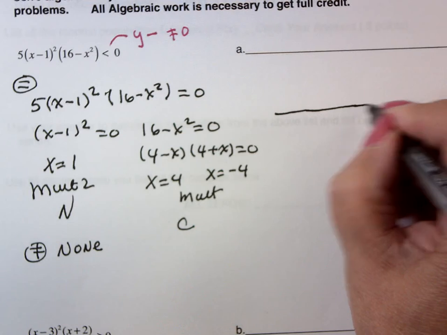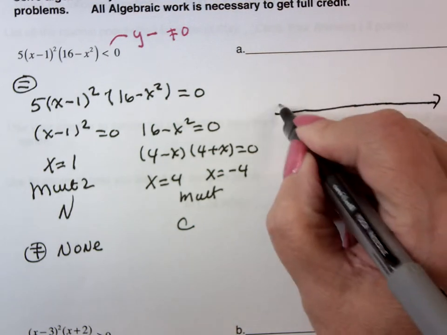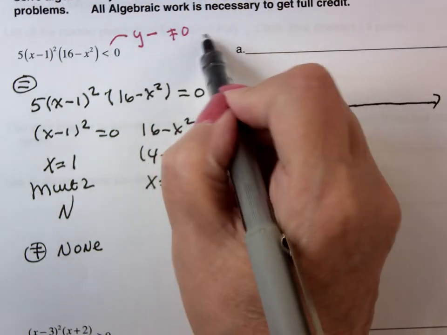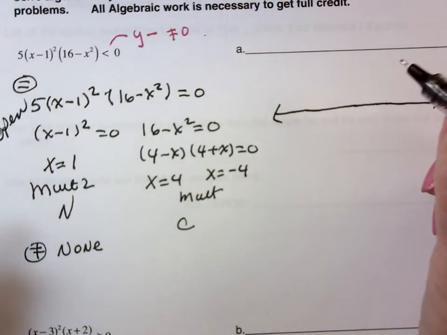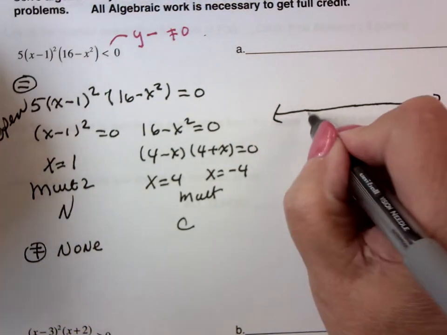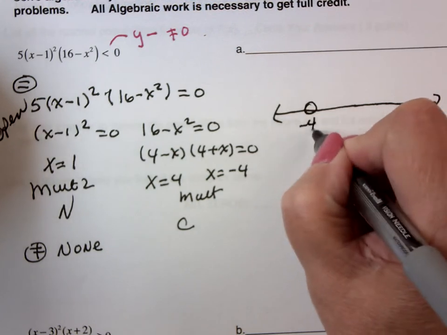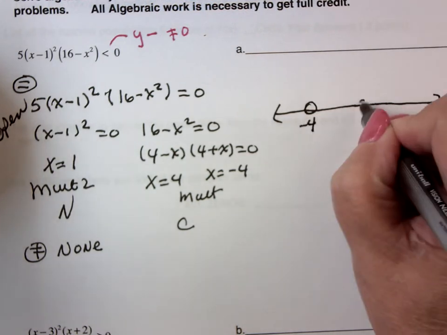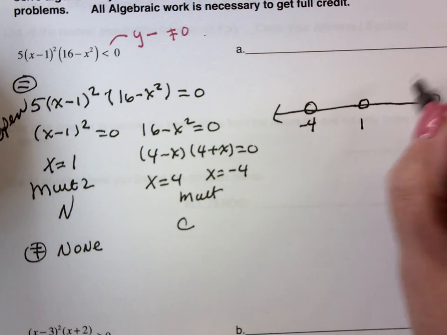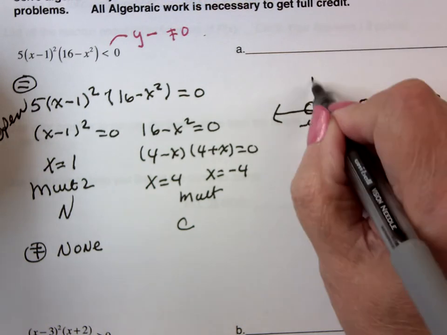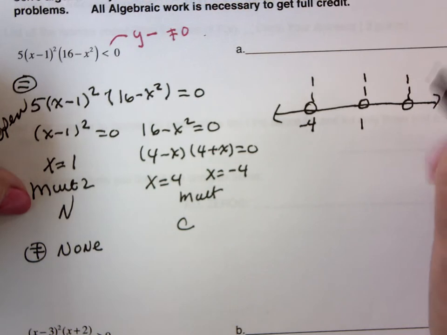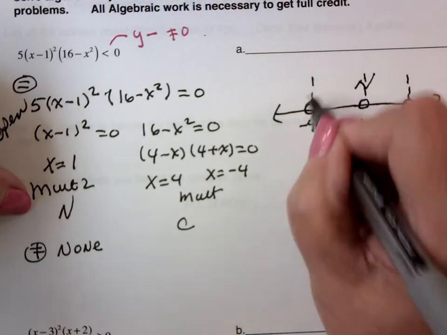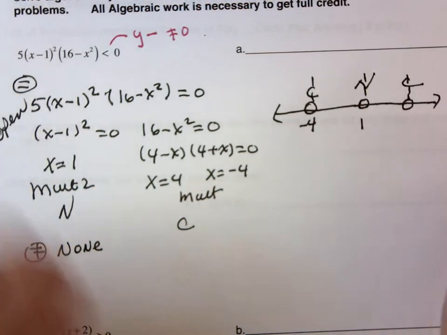So now I move to my number line, and because this is not equal to 0, this is an open dot. So I have open dots at negative 4, an open dot at 1, an open dot at 4. At 1, there is no change, and the other two change.